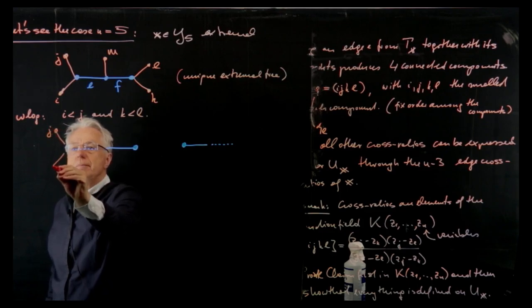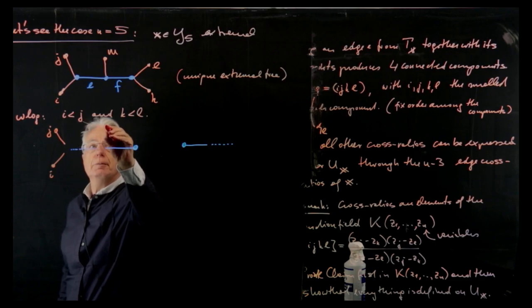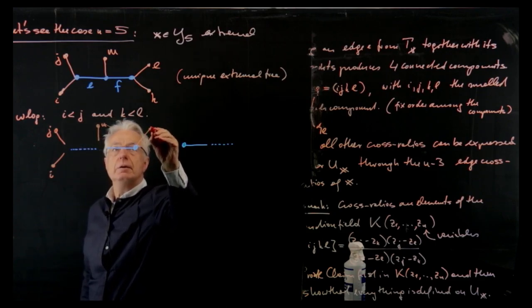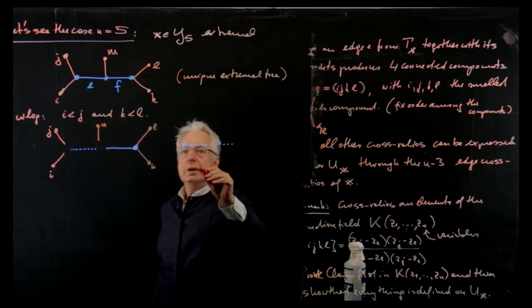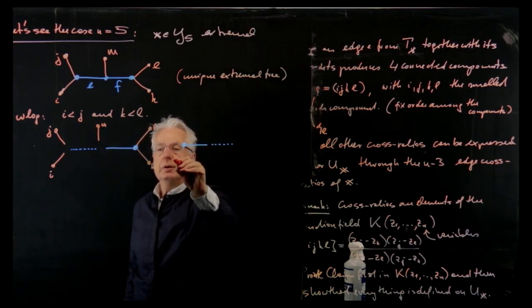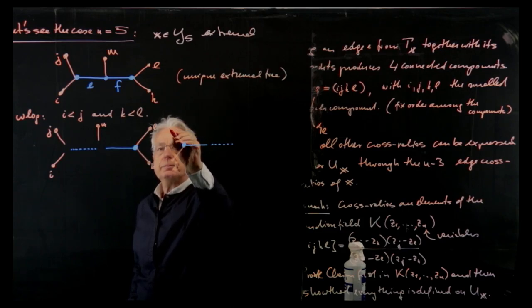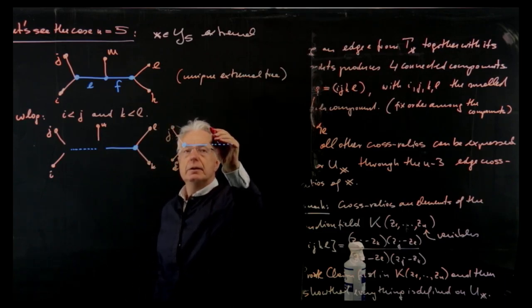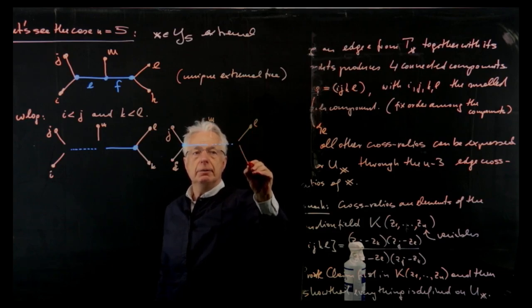And so we get here j, i, m, l, k, and here it's the opposite. This is i, j. You see the four components, l and m.